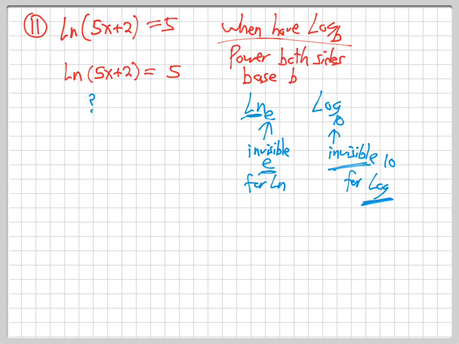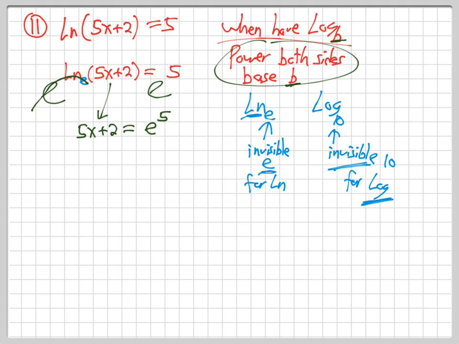Okay, great. So there's an e there. There's really an e there. So that tells us, remember what you're supposed to do. You're going to power both sides, base b, whatever the base is. Well, now we know the base is e. So e to both sides. And these will cancel each other out because powers and logs are the opposites of each other. And so we just have the 5x plus 2. And this other side is e to the 5th.